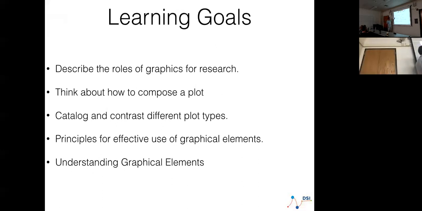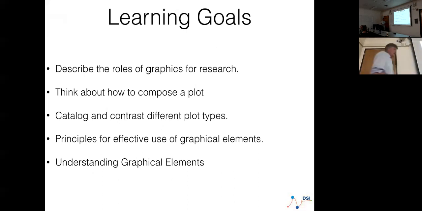So I'm just going to say, I want you to think about the composition of the plot. We'll talk about the different plot types. We may get to bits of it today, bits of it next week, when we can talk about various different things. And then we'll talk about principles for the effective use of graphical elements. What elements do you put in a plot? Lines, circles, different types of glyphs, and so forth. And why do you choose one over the other?